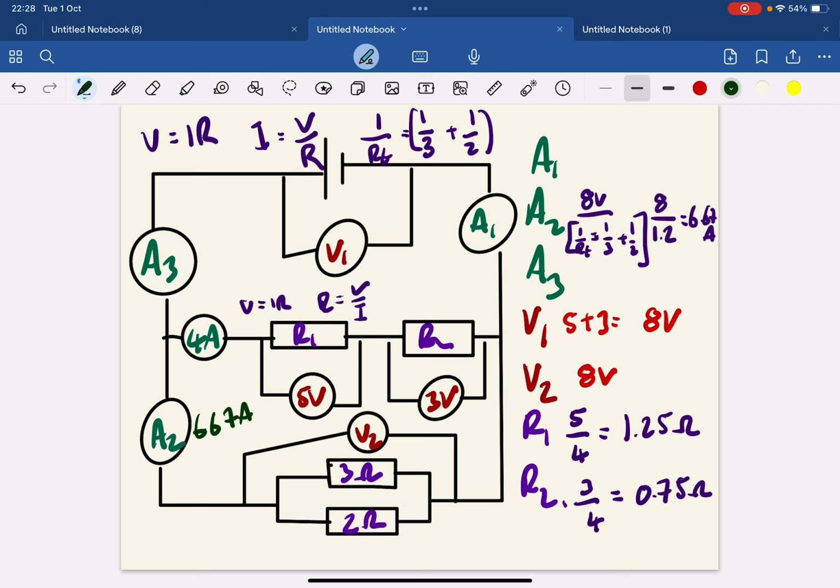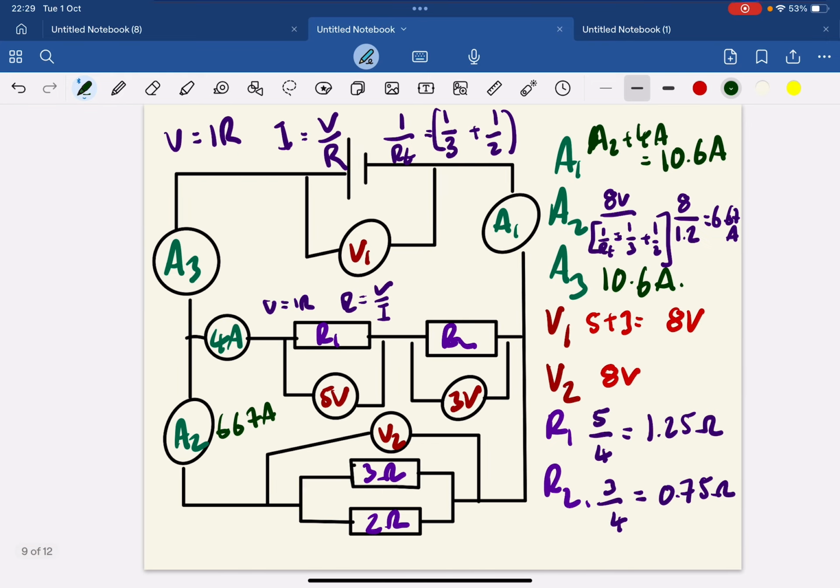A1 is going to be A2 plus 4 amps. So 6.67 plus 4, 10.6 amps. A3 is going to be the same as A1. So that is also 10.6 amps.